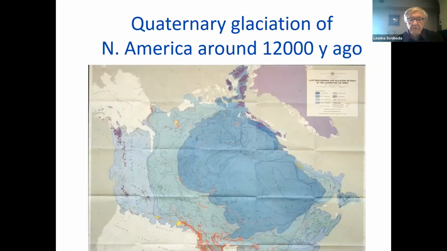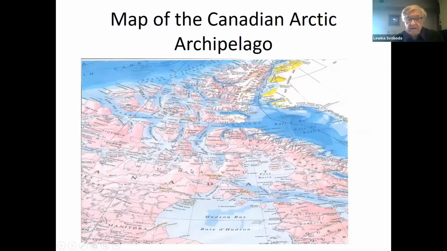Next. Map of the Canadian Arctic Archipelago. It represents a group of Canadian islands north of Lancaster Sound, and these are Prince William Island, Cornwallis Island, Devon Island, and Ellesmere Island.